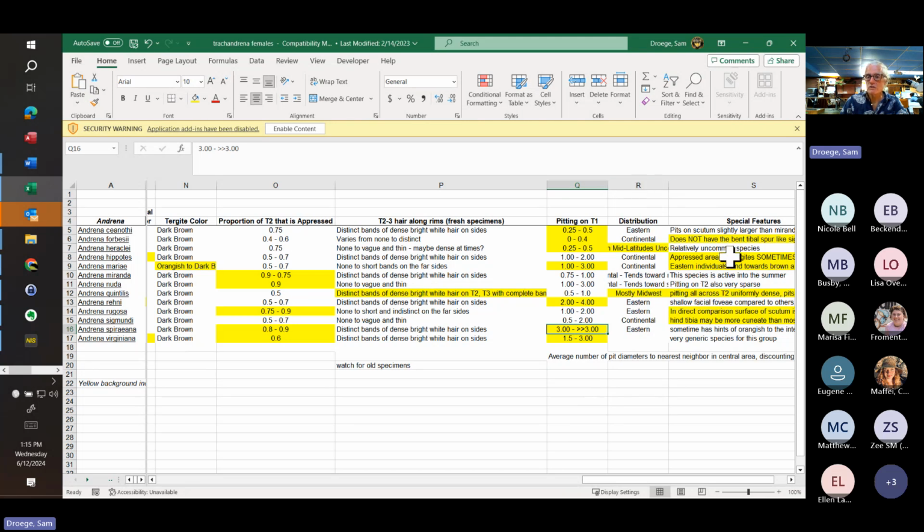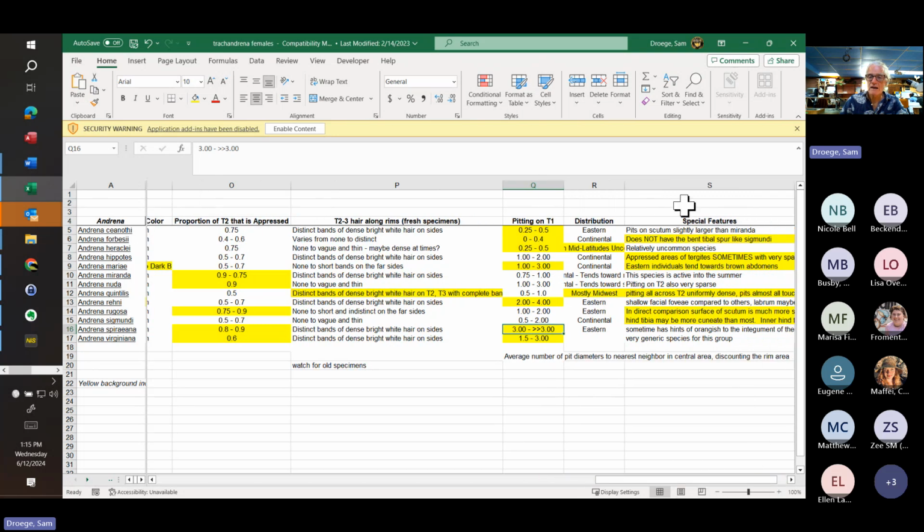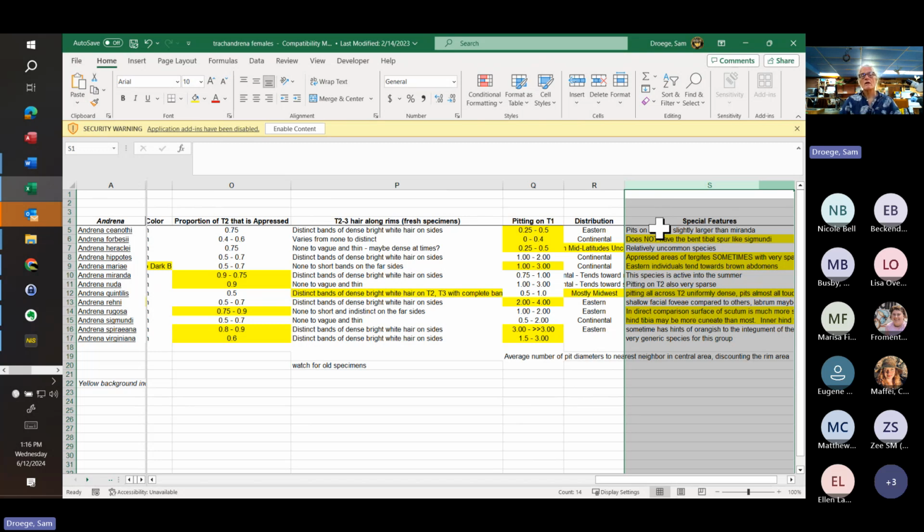Here's some distributional stuff that can be useful. And then over here is our miscellaneous category about the species group that could be influential in helping determine how to tell them apart. So we'll leave it there for now. I'll also just mention as an aside, we also have done this for Melandrina males, another sort of tricky group, and we can have another session on that one.